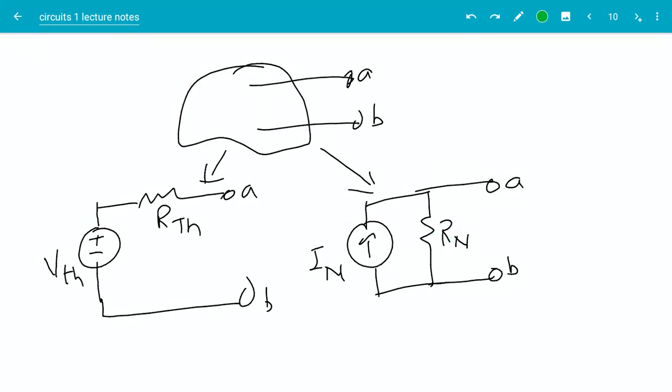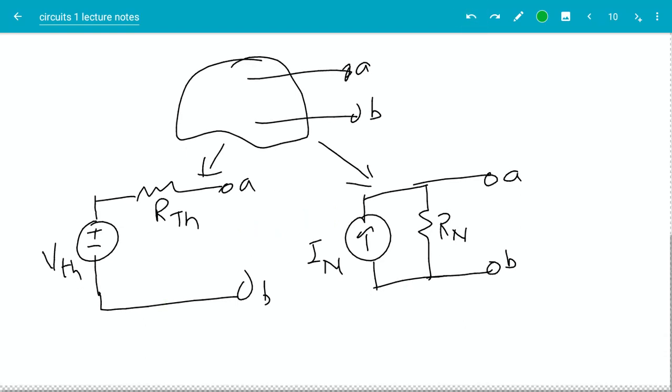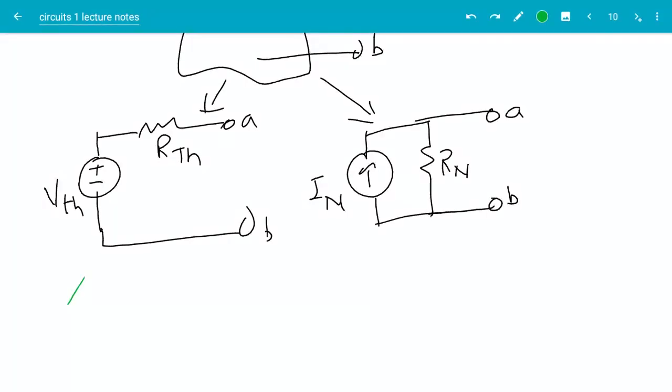So by equivalence, these two circuits would also behave exactly the same way, right? If they are representing the same circuit, then these two circuits should behave exactly the same way. So given that's the case, can we get any relationship between a circuit that looks like this and a circuit that looks like this? If these two behave exactly the same way, what should be the relationship between all the quantities here? So let's look into that.